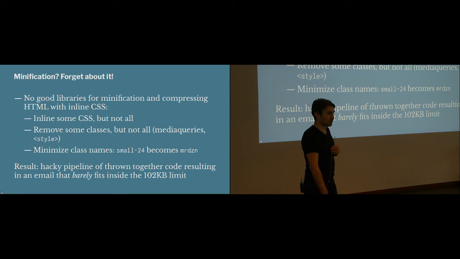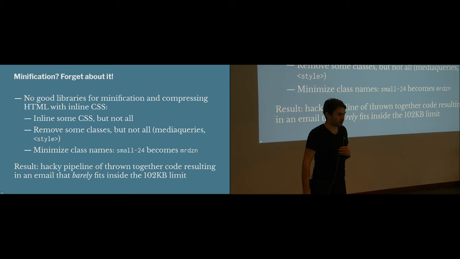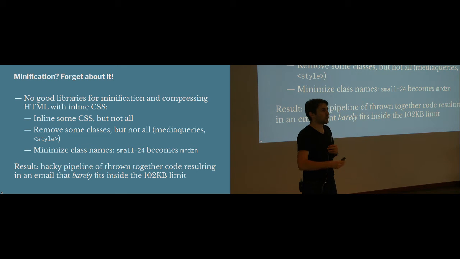So small24 becomes mrd.in, which is basically an obfuscated, smaller version of the same class name. But to get all of these features in one library was impossible. So I had to build, or throw together with some duct tape, a hacky pipeline of several different scripts and libraries to get inside the 102 kilobytes just to be able to send this Hacker News Digest.